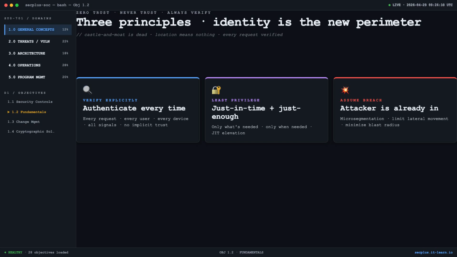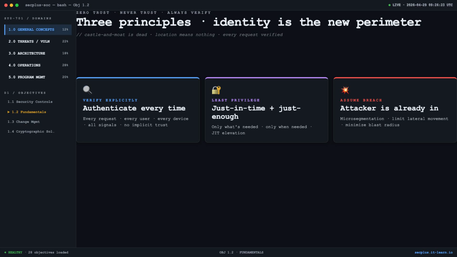Divide the network into small zones, limit lateral movement. If the attacker compromises one workload, they cannot pivot to the next. That is the architectural answer to assume breach. Continuous verification means identity and device health are checked constantly, not just at login.